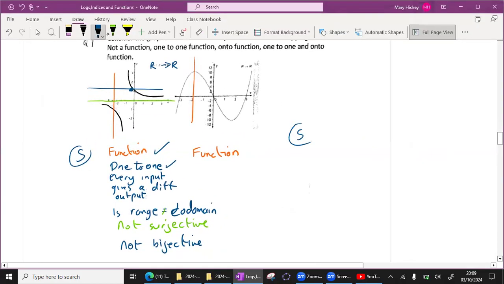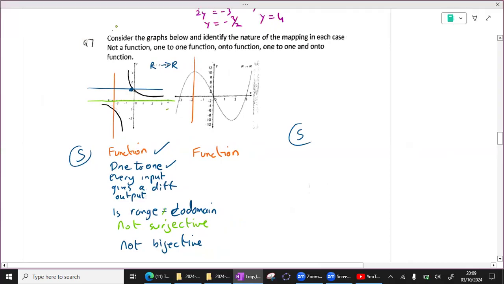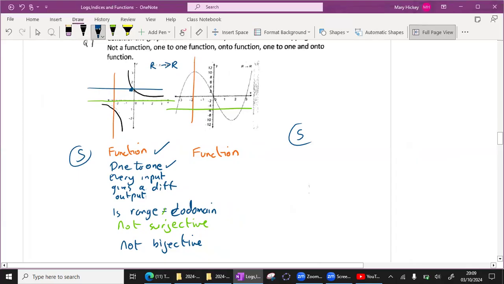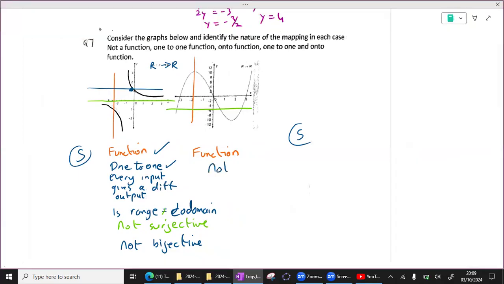If I do my horizontal line test on this one, anywhere, I notice that it meets the graph in 3 places. So it's not 1-to-1. To be 1-to-1, the line can only meet the graph not at all or once. So it's not 1-to-1. In other words, there are double ups. So it's definitely not 1-to-1.